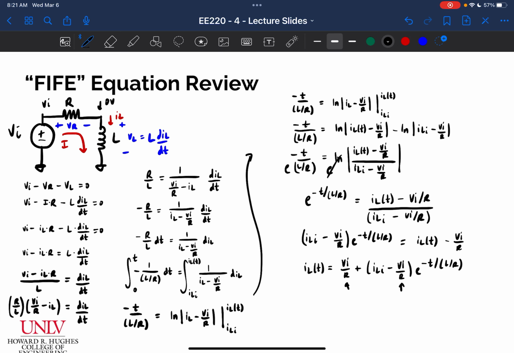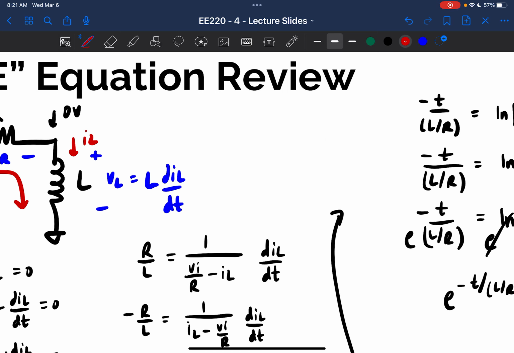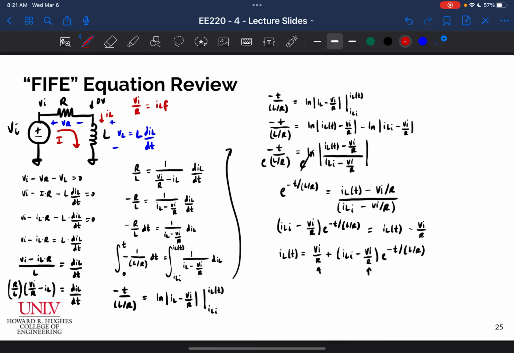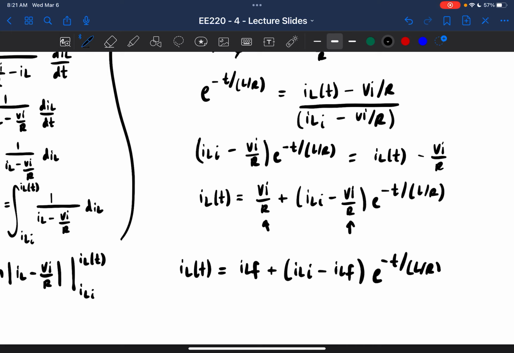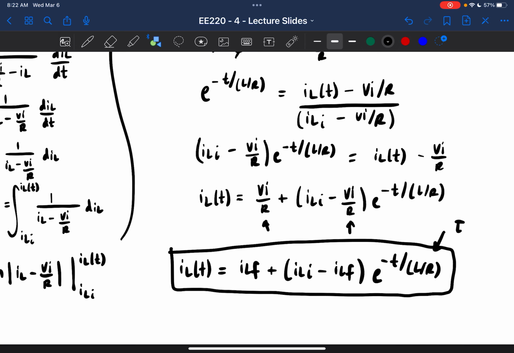So I can actually rewrite VI over R as my IL final, right? And that's exactly what I'm going to do. So I'm going to rewrite this expression as IL of T, oops, let me go to the black. IL of T is equal to IL final plus IL initial minus IL final e to the minus T over L over R. And this L over R is my tau for an RL circuit, okay? And this is my expression, and we are done.